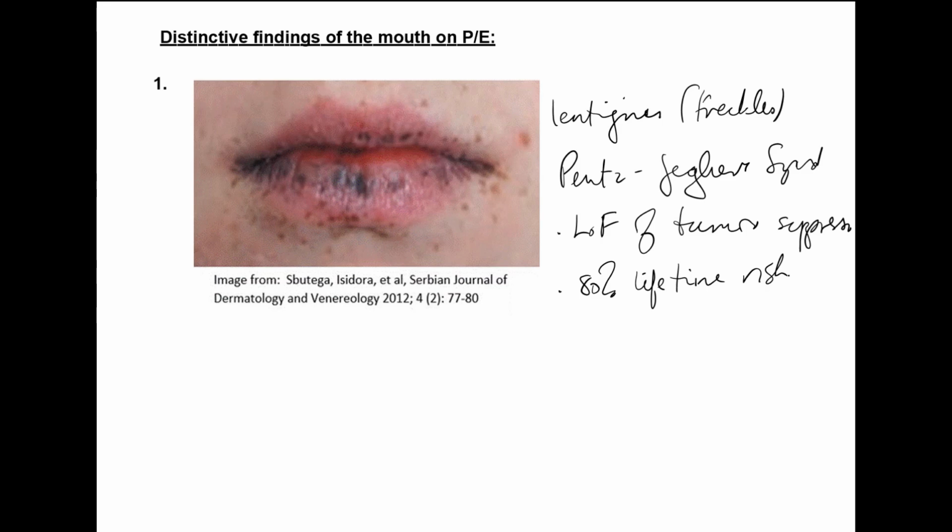Before they get cancers, they often develop hamartomatous polyps of the gut. These are premalignancies, and so patients with Peutz-Jeghers require screening colonoscopies and removal of the polyps.